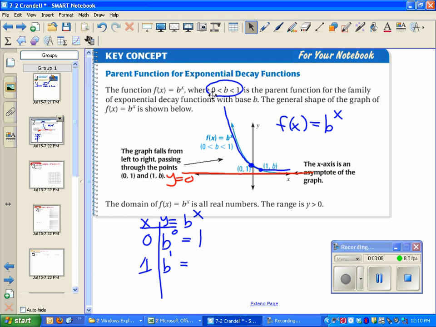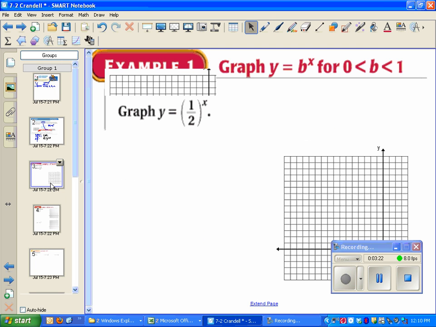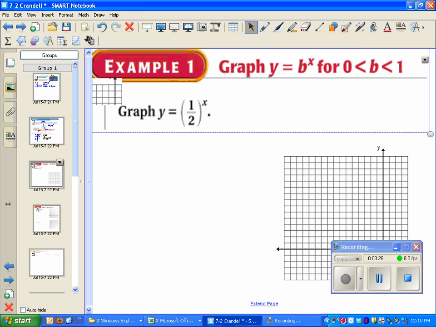Your domain again is all real numbers. That's kind of nice. And then the range is going to be y is greater than 0. Eventually that will be k again when our friends come back. All right, so for our first example, we have y equals 1/2 to the x. So we know it's a decay function because 1/2 is less than 1.